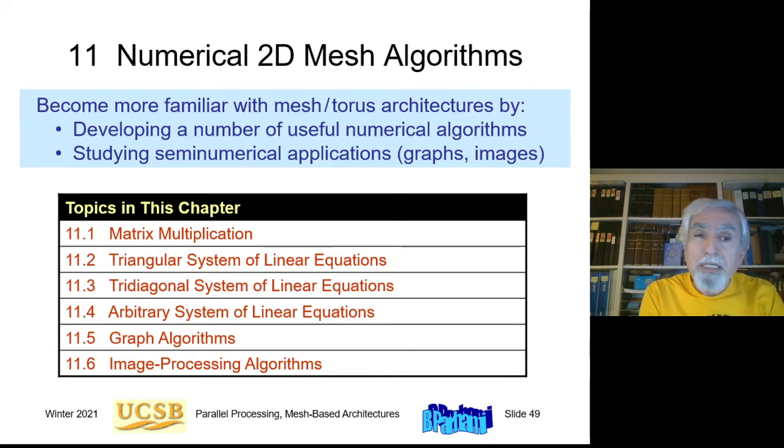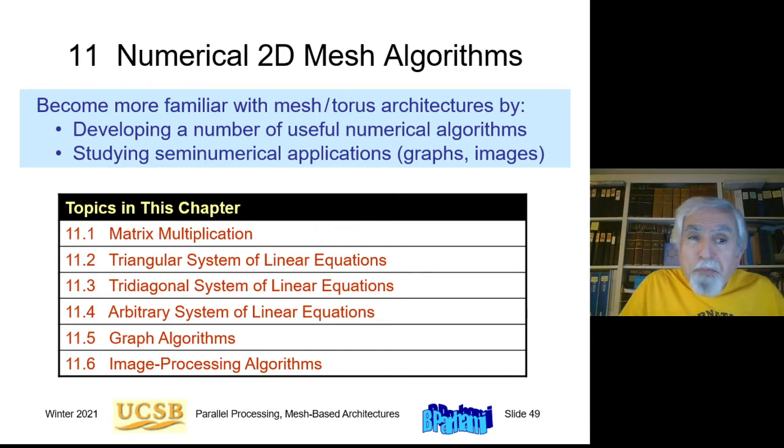Chapter 11 basically gives us a taste of numerical algorithms on 2D meshes. And chapter 12 puts together everything else we need to know about meshes, the variants and architectures that are related to the 2D mesh. So let's start by examining some numerical algorithms.